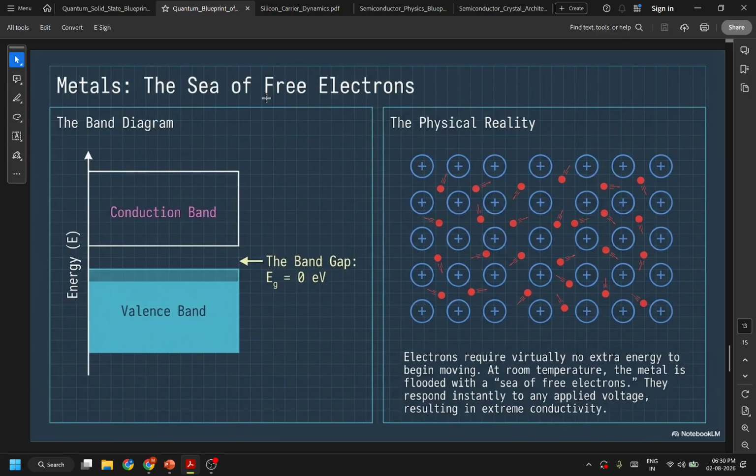Now in metals, as in the band diagram, there is zero energy gap, so the valence band and conduction band are joined. Physically, these are atoms and these are electrons moving across. Electrons require virtually no extra energy to begin moving. At room temperature the metal is flooded with a sea of free electrons. They respond instantly to any applied voltage, which results in extreme conductivity.